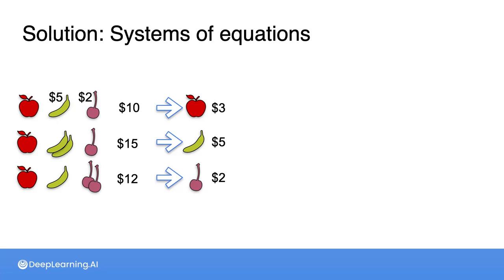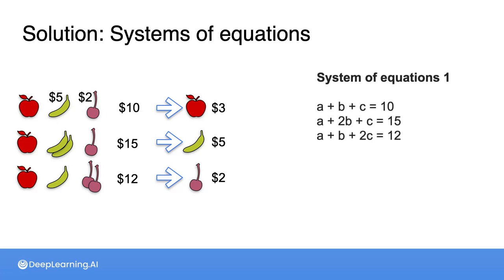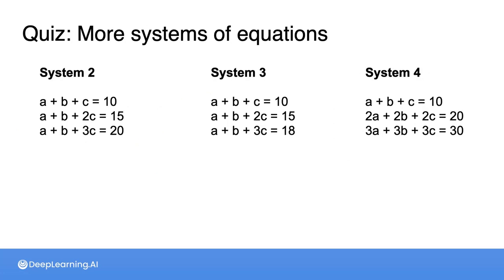The system of equations you just solved is this one over here, system of equations 1, which has as equations a plus b plus c equals 10, a plus 2b plus c equals 15, and a plus b plus 2c equals 12. And the solution you got was a equals 3, b equals 5, and c equals 2. Now you're ready to solve more systems.